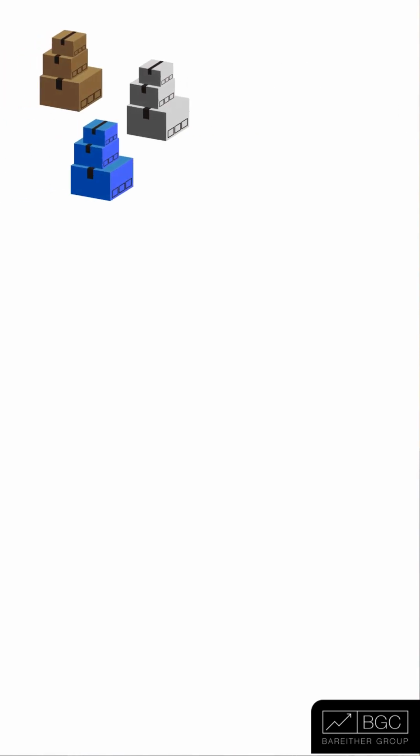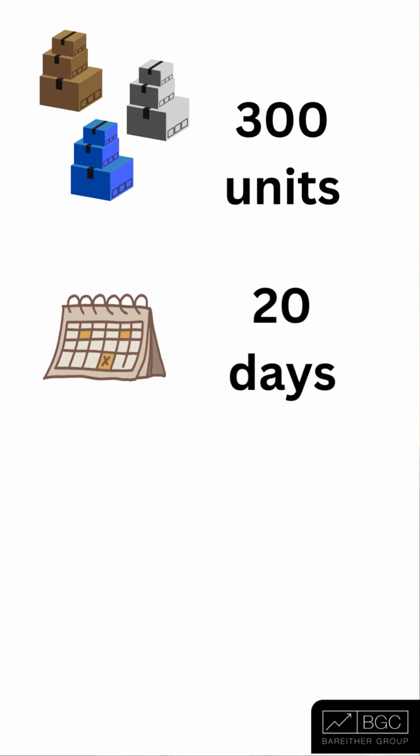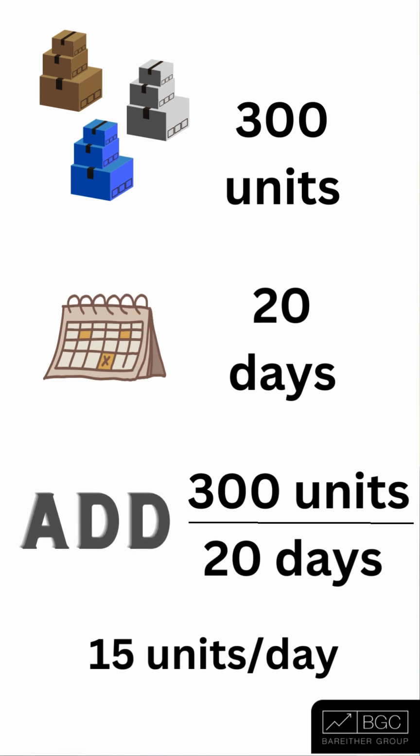So if we go back and say, well, I don't just have one product, I have 3 products, and all 3 of those products need a demand of 100 units, and I have 20 days to produce. So for that product family, I have 300 units of demand to support over the 20 days of production, and my average daily demand is 15 units.